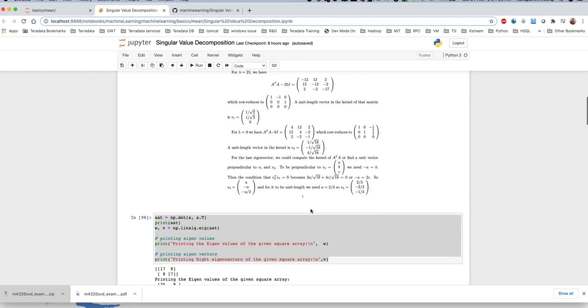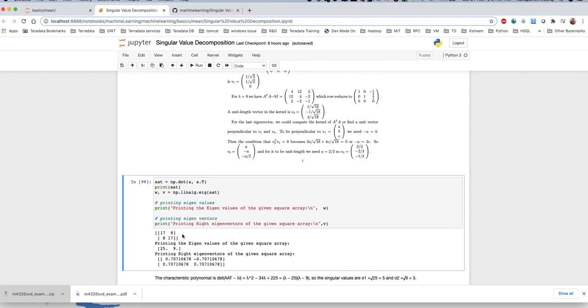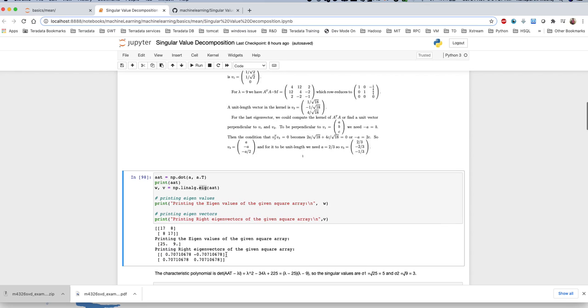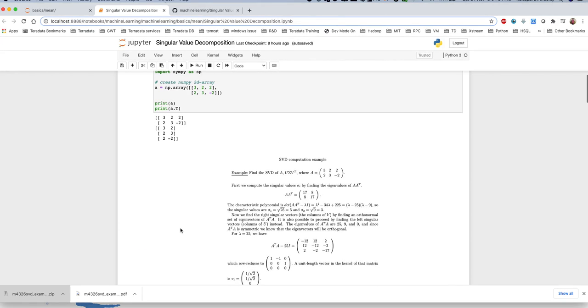Now let's see how we do it. Here I have a matrix, and I have multiplied with this matrix. I am using the simple numpy library function eig, where I am printing out the eigenvalues and eigenvectors. Once I get these eigenvalues and eigenvectors, I use them in the subsequent steps. Okay, so that is our first step.